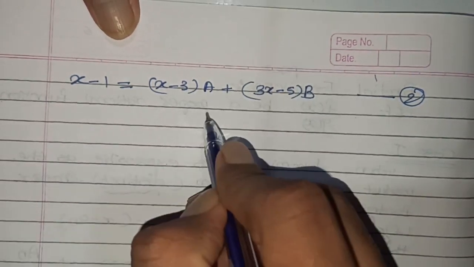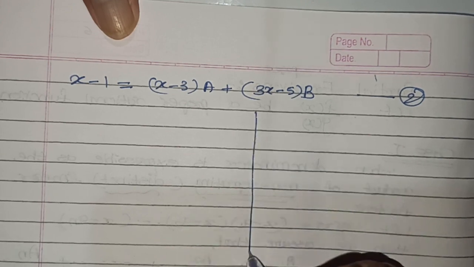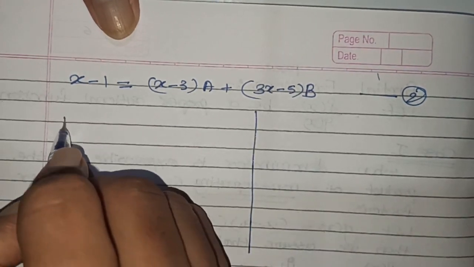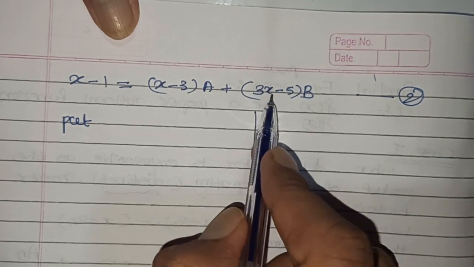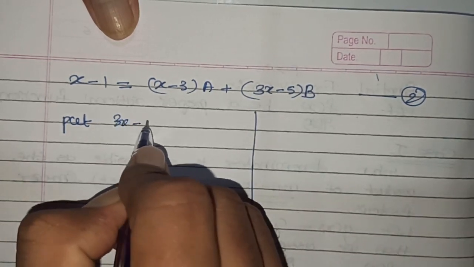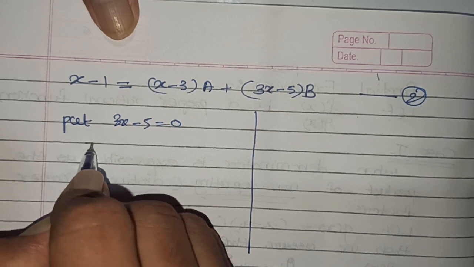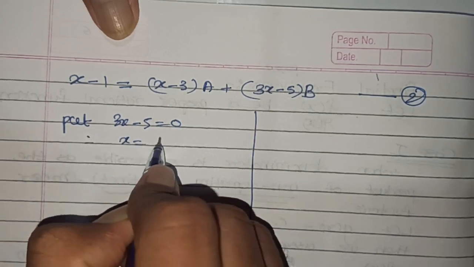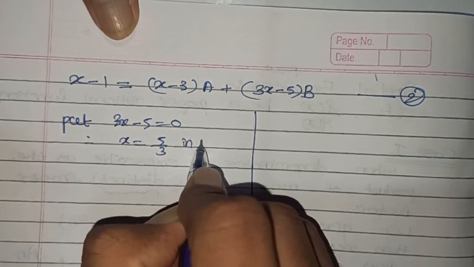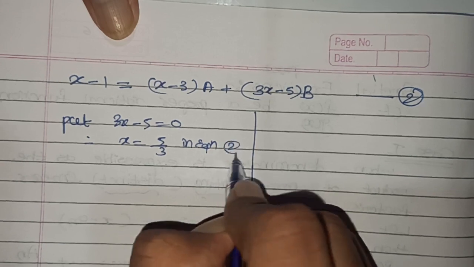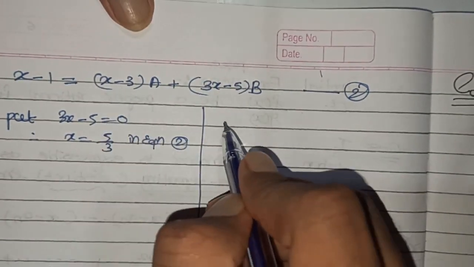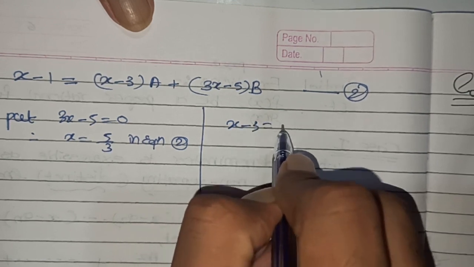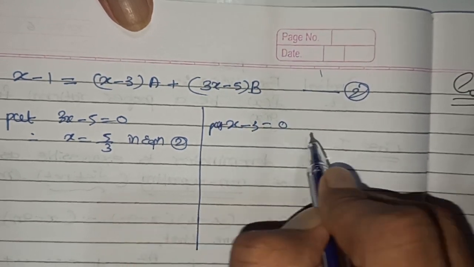So here we have to find two unknowns. First put that second bracket as 0, 3x minus 5 equal to 0, that is x equal to 5 upon 3, in equation number 2. And to find the value of b, put x minus 3 equal to 0, or x equal to 3, in equation 2.